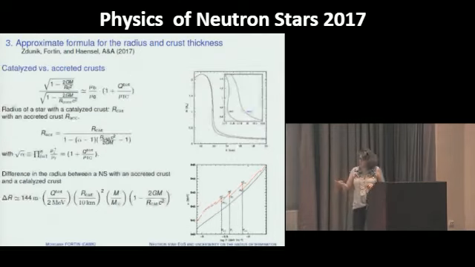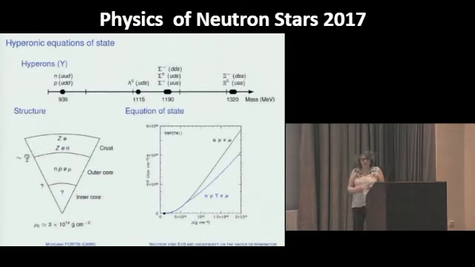And with this approach, I don't enter into details because I don't have much time, you basically obtain a simple relation which connects the radius of a neutron star with an accreted crust to the radius of a neutron star with a catalyzed crust as a function of the total heat release for a neutron star with an accreted crust. And so this is also a simple approximation, simple formula.